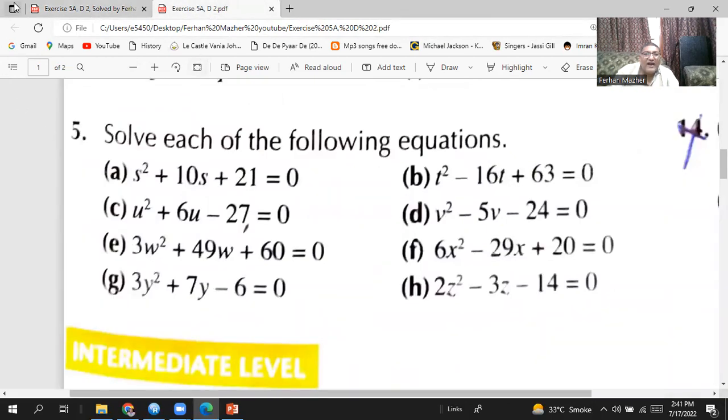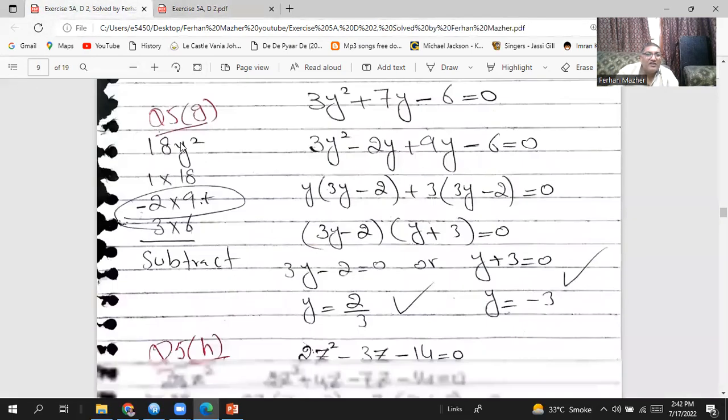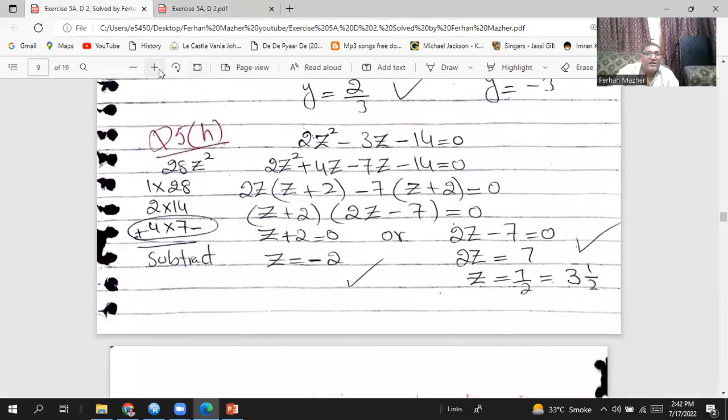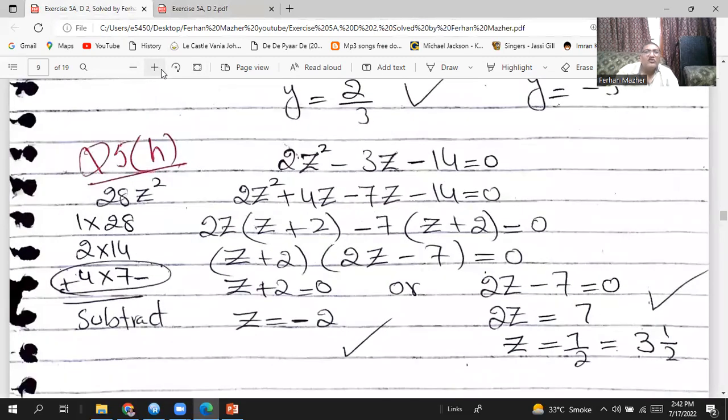Okay, so question number 5, and it's H part. 2z squared minus 3z minus 14 is equal to 0. You multiply the extreme terms, you get 28z squared. So we write the factors of 28. They are 1 multiply 28, 2 multiply 14, 4 multiply 7.